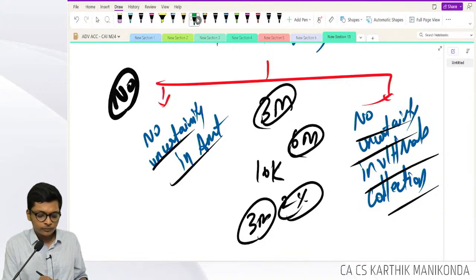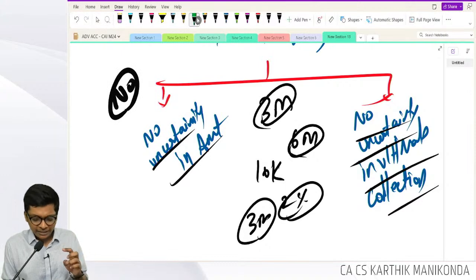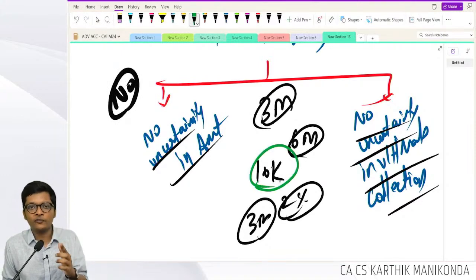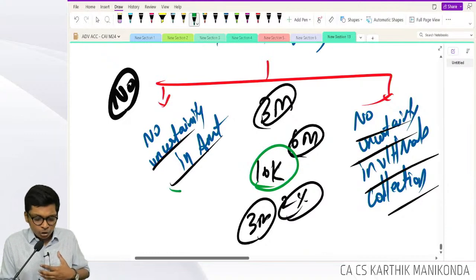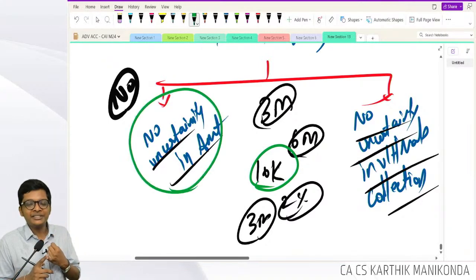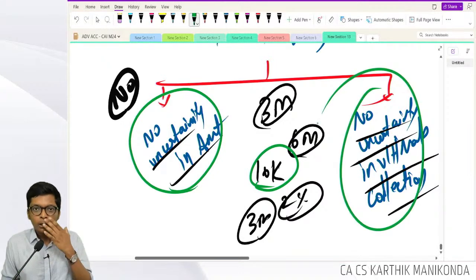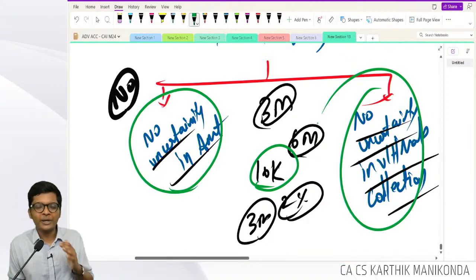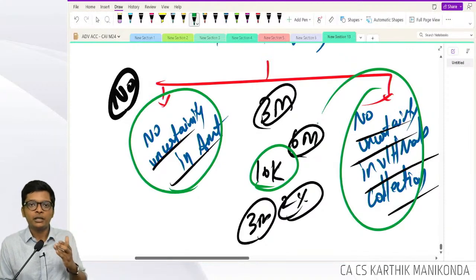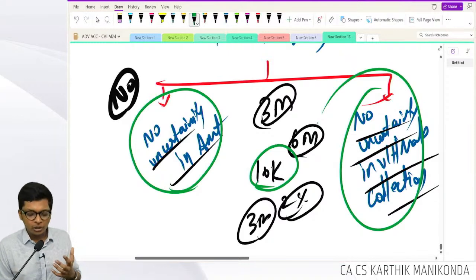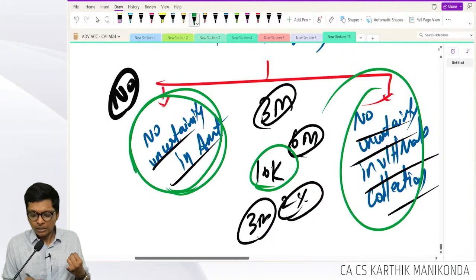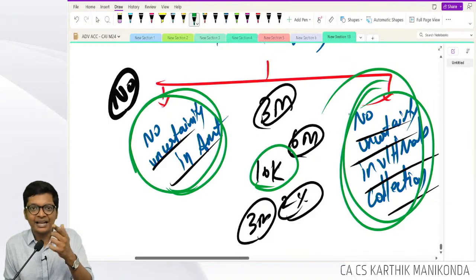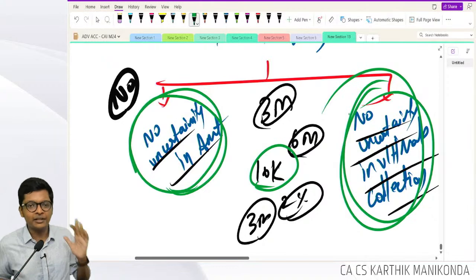The answer is no. Why? Because if the debtor's money itself, this 10,000, is doubtful, how will he pay interest? No uncertainty in amount: the amount is certain, and for 3 months I can compute the interest. But will he pay? No uncertainty in ultimate collection. Before you account for revenue, imagine you go to a shop and tell him, I will come tomorrow and buy. You left. Can I account for revenue? No, because the amount may be certain, but there is uncertainty in ultimate collection. So only if both are clear, the amount is certain and you will definitely pay, with no uncertainty in ultimate collection, then I will account for revenue.